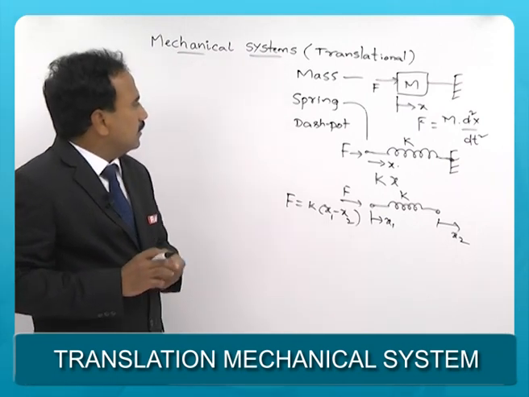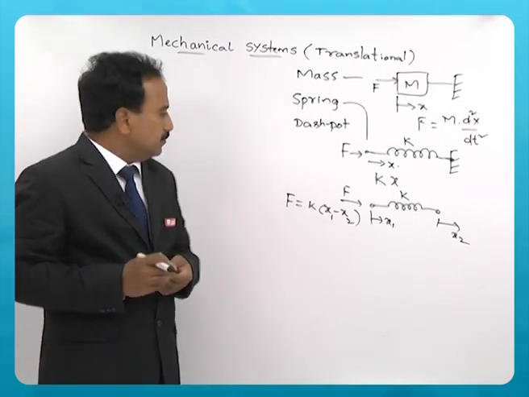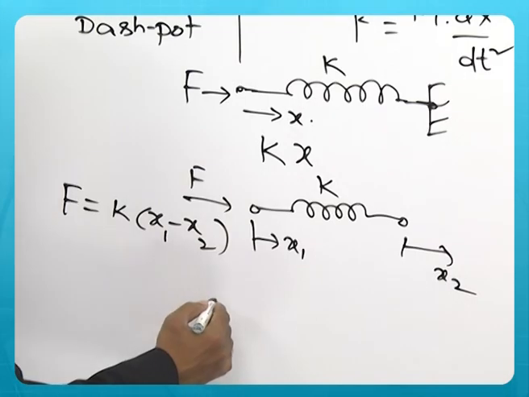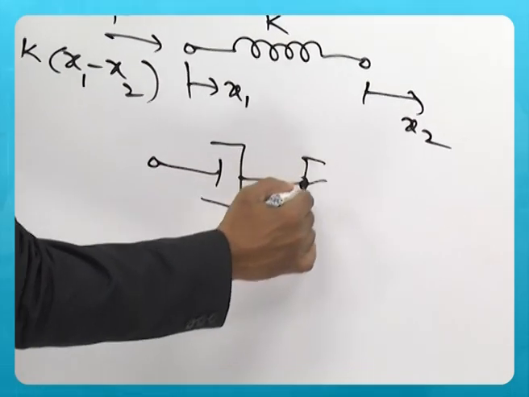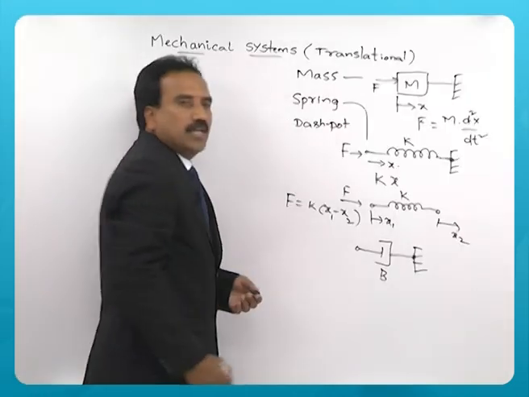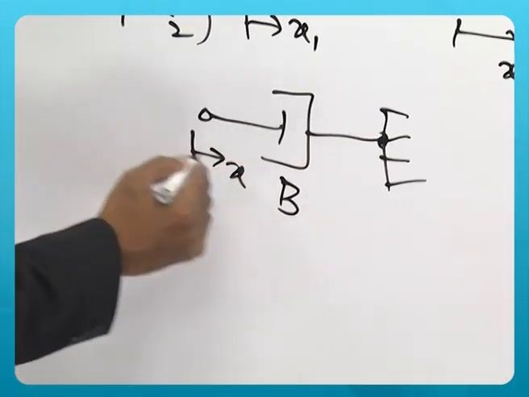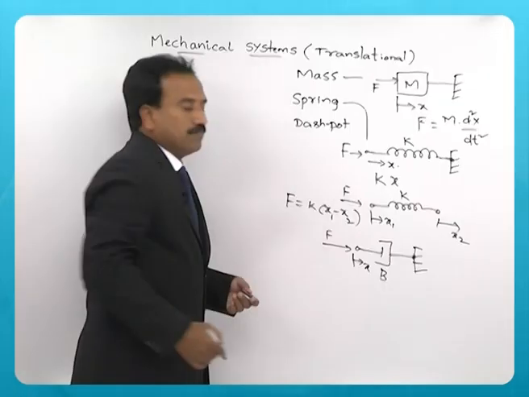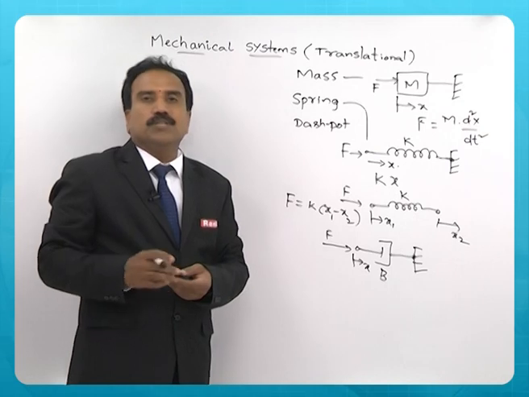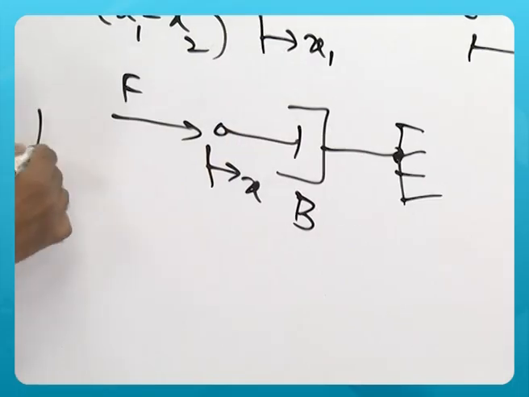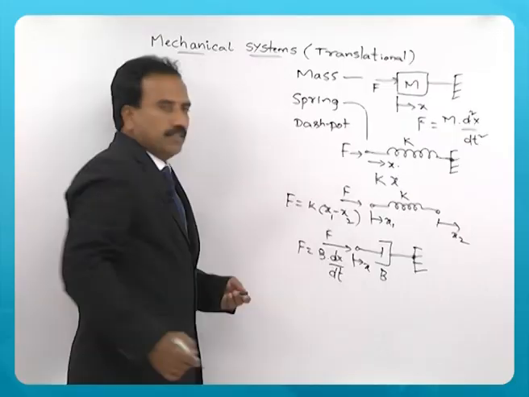There is another component that is called a dashpot. It is related to the friction component. This dashpot is represented like this, which has a friction coefficient of b, and say the displacement is x when force F is applied. Then the opposing force due to the friction is proportional to velocity. So, that force is given by b into dx by dt.